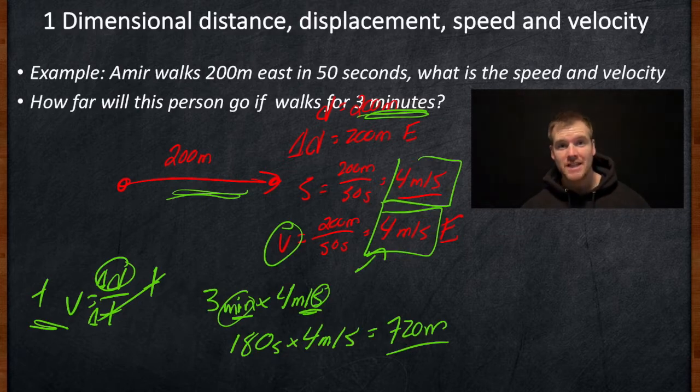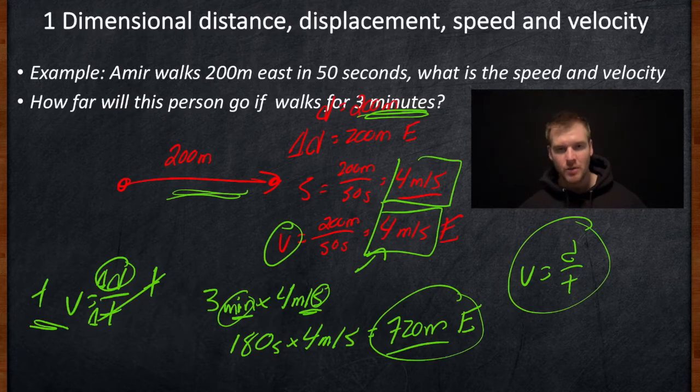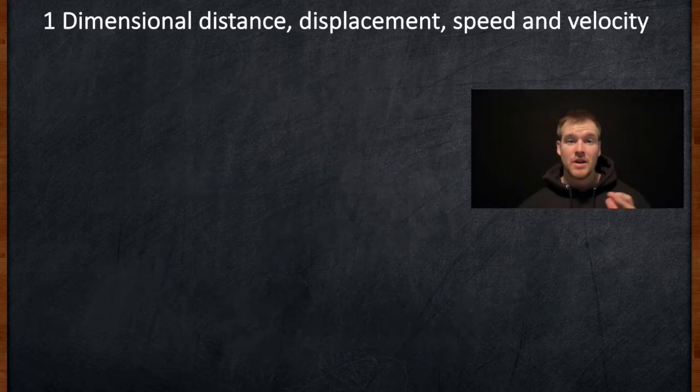Because I did do velocity, I have to include direction, which is going to be east. So they're not too hard. The equation V is equal to D over T is not that hard to rearrange. We showed some of this at the start of the course, but there will be some questions looking for velocity, displacement, and time. So that was for going in a straight line.